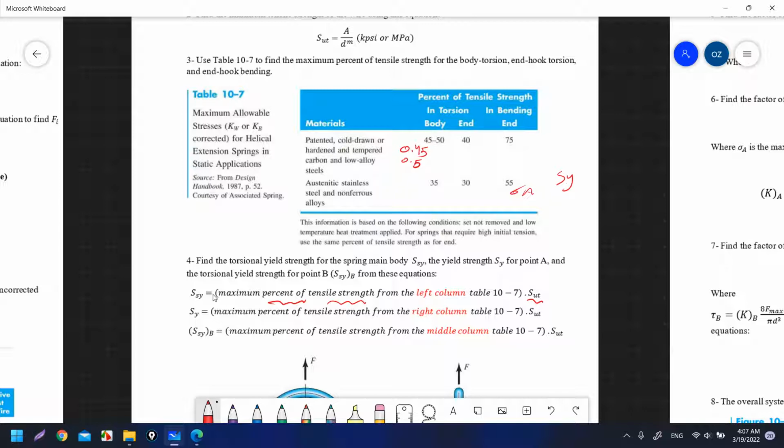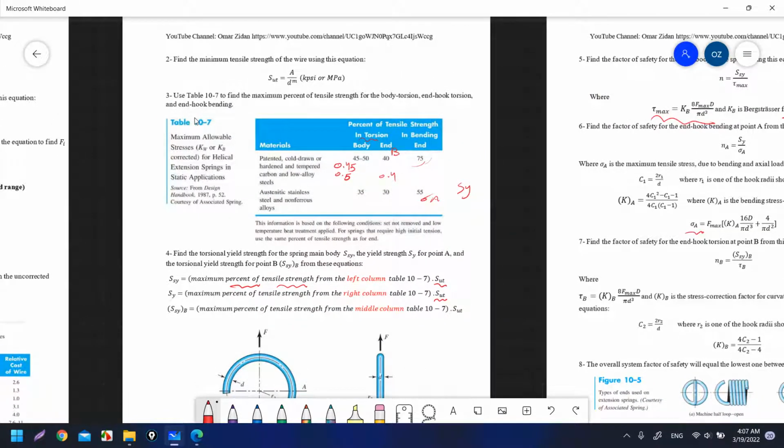For the bending at the end, we will multiply 0.75 times the ultimate tensile strength. And for the torsion, at point B, the end of the hook, we will multiply 0.4 times SUT. So how can we get SUT?